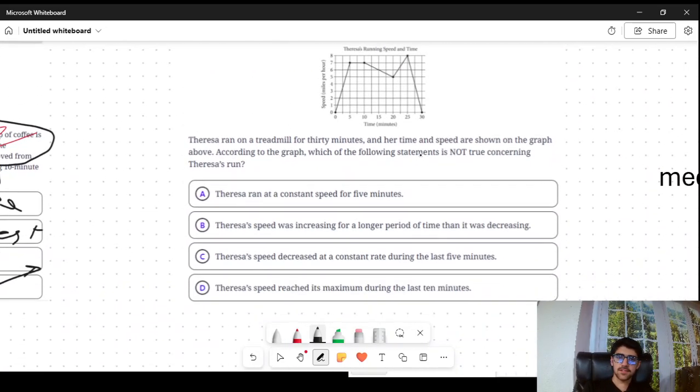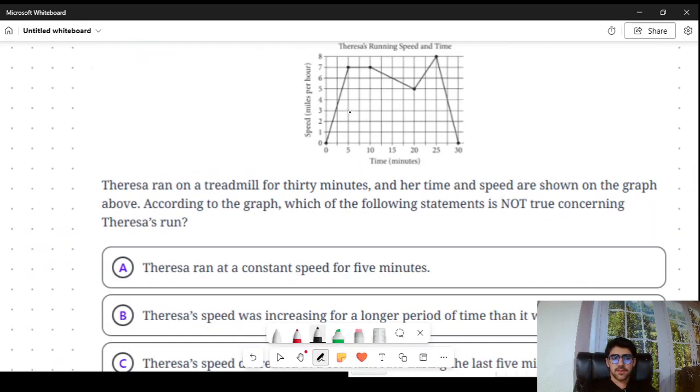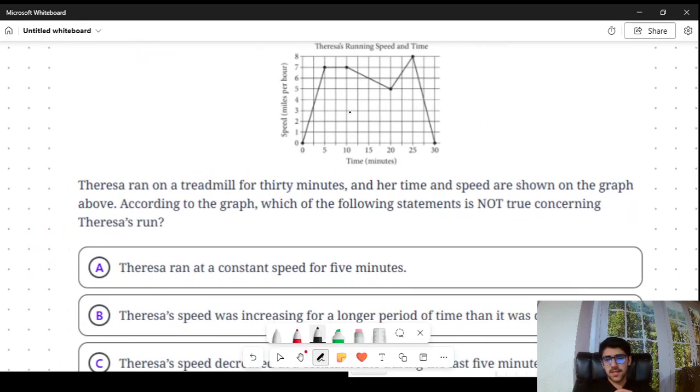The second question, so this is like an example of the model of how it's going to look. It tells us that Teresa ran on a treadmill for 30 minutes, and her time and speed are shown on the graph above. According to the graph, which of the following statements is not true concerning Theresa's run? So it's asking not true, so we need to find the false statement.